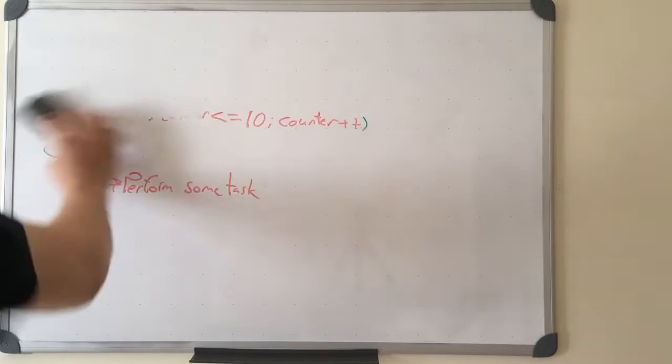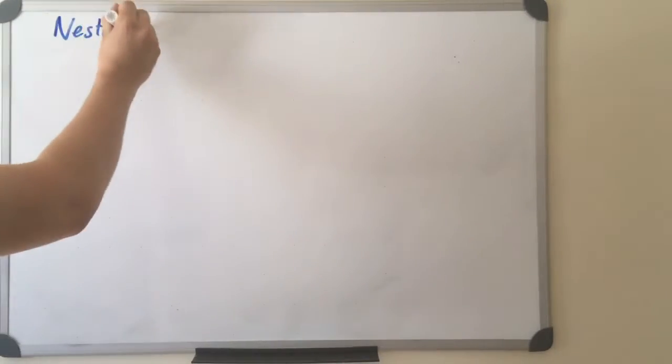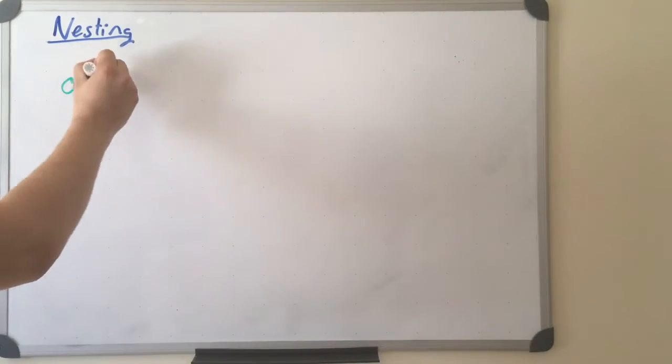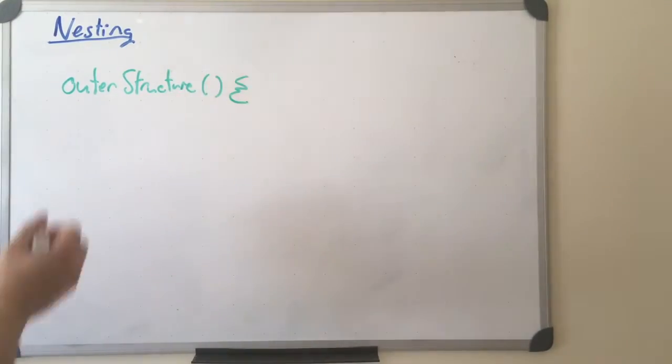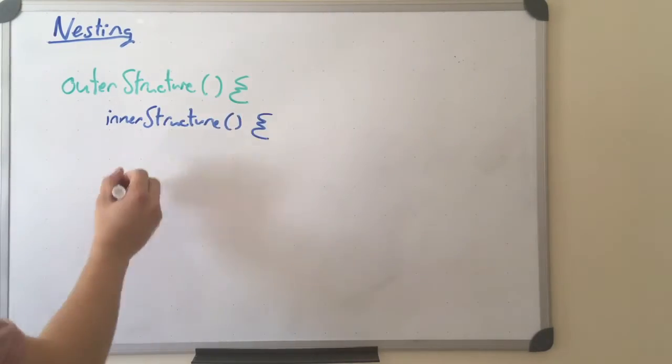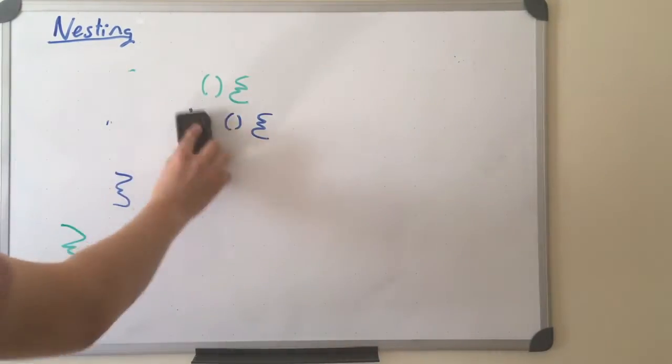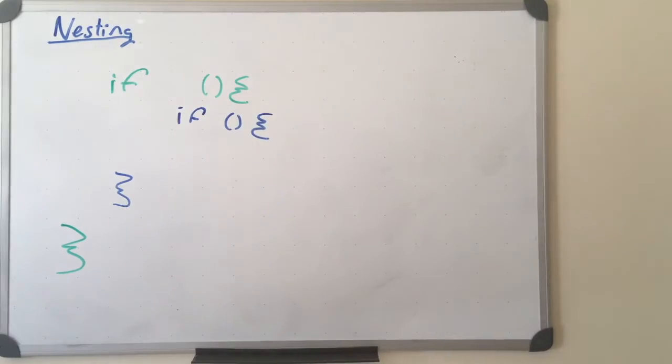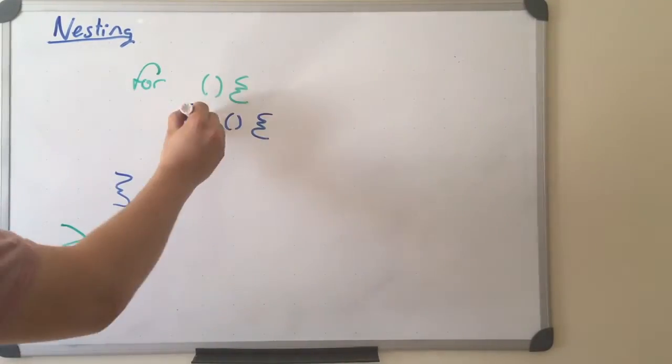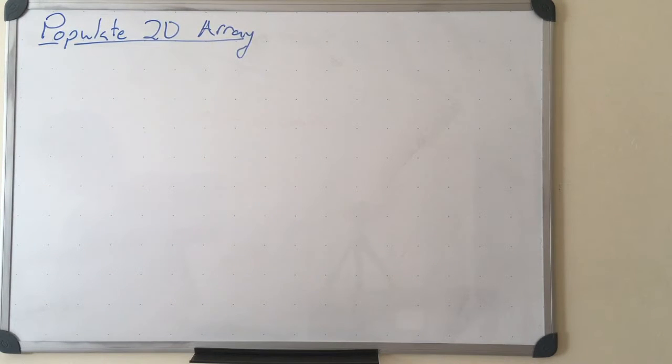There is one concept that I want to touch on really quickly that applies to both selection structure and repetition structure, and that is nesting. So what nesting is, is placing one structure within the same type of structure. For example, an if statement inside of an if statement, or a for loop inside of a for loop. This may seem kind of redundant, but I'll give you an example where it might be very useful.